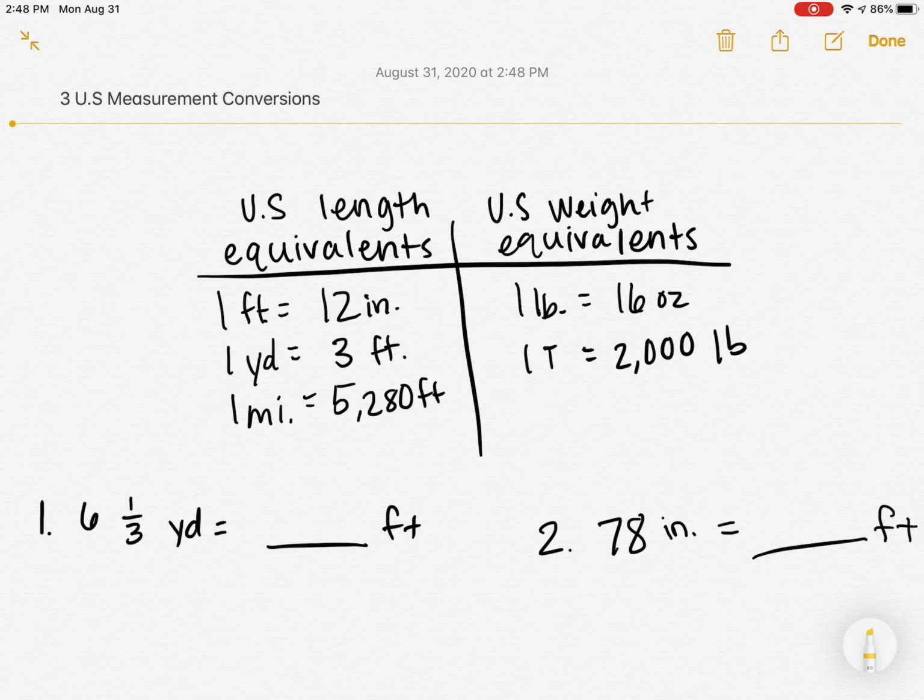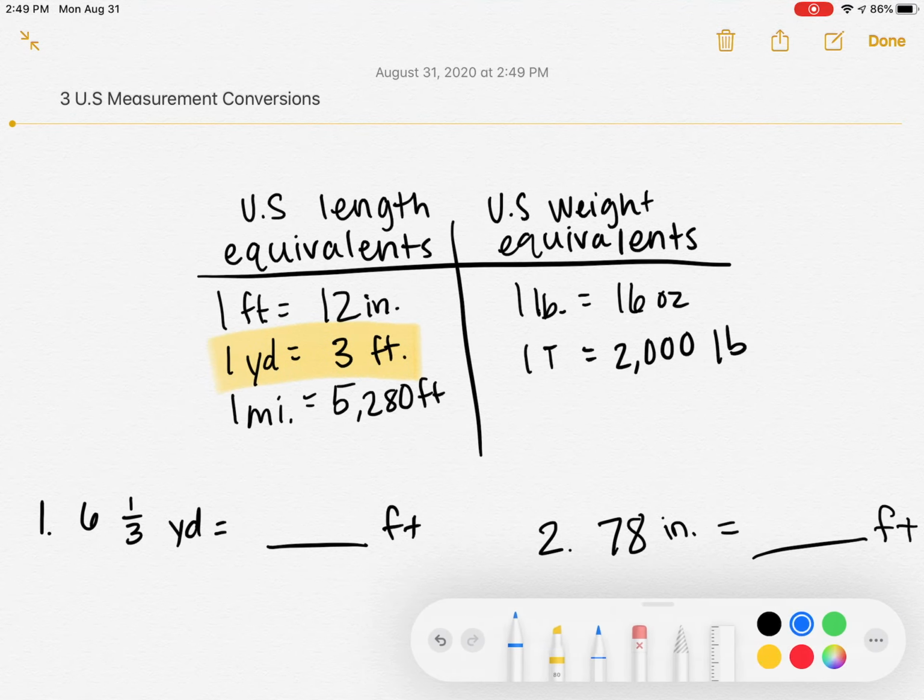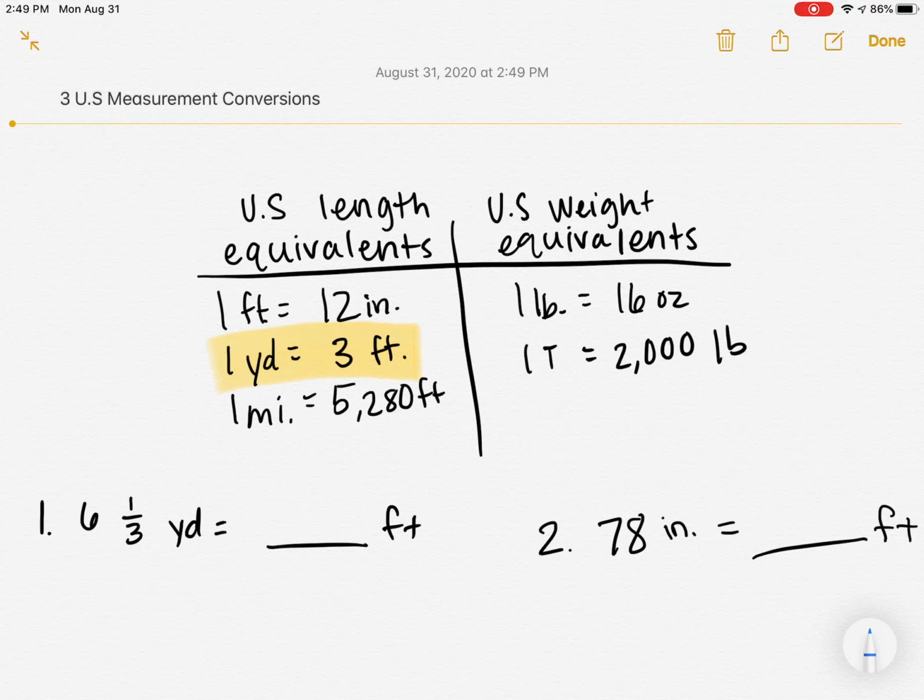Use the table at the top of the worksheet to help you answer the questions below. Here are a few example problems to help you along the way. Number 1 says 6 1/3 yards is equal to how many feet? First, let's identify on the chart the conversion from yards to feet. 1 yard is equal to 3 feet.